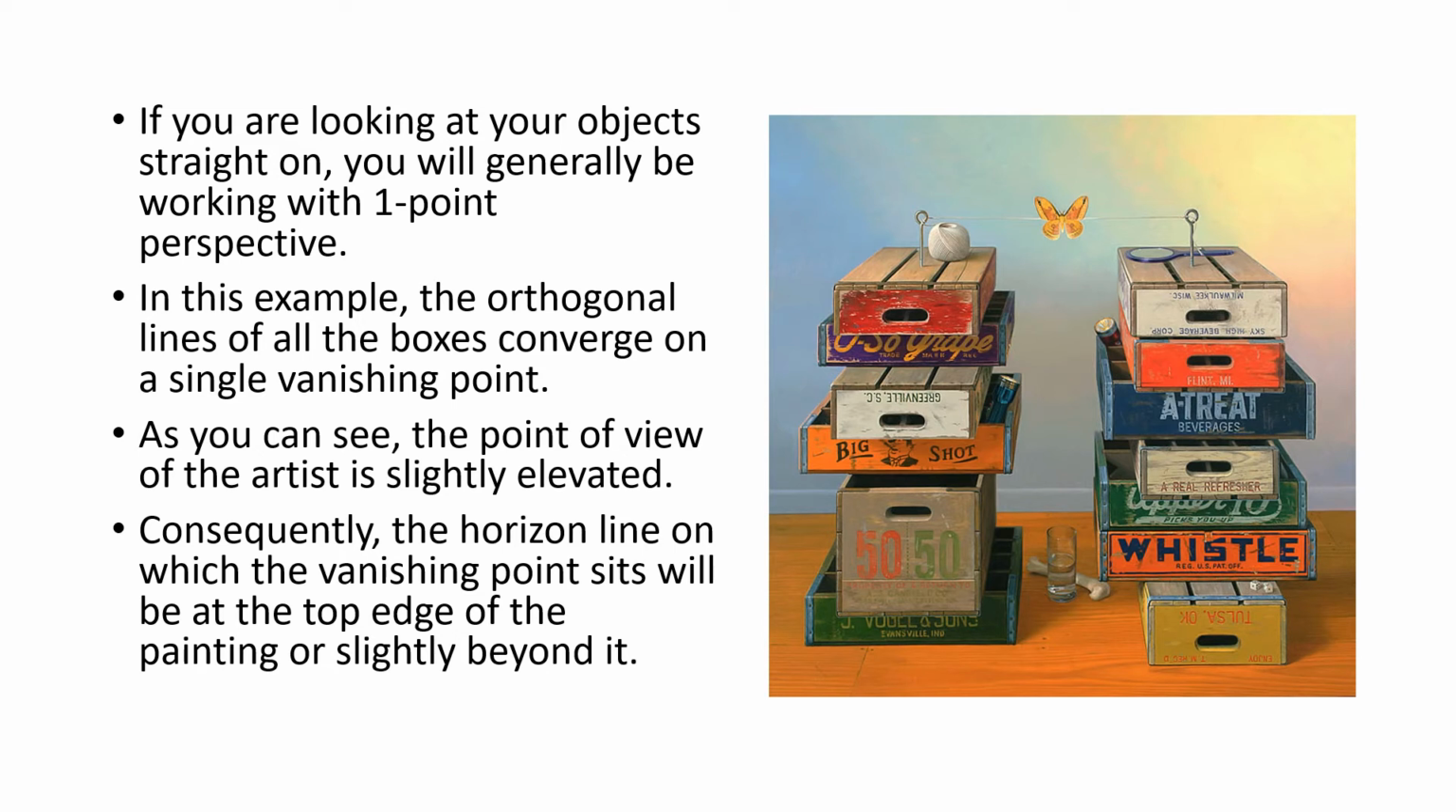In this example, the orthogonal lines of all the boxes converge on a single vanishing point. As you can see, the point of view of the artist is slightly elevated. Consequently, the horizon line on which the vanishing point sits will be at the top edge of the painting or slightly beyond it.